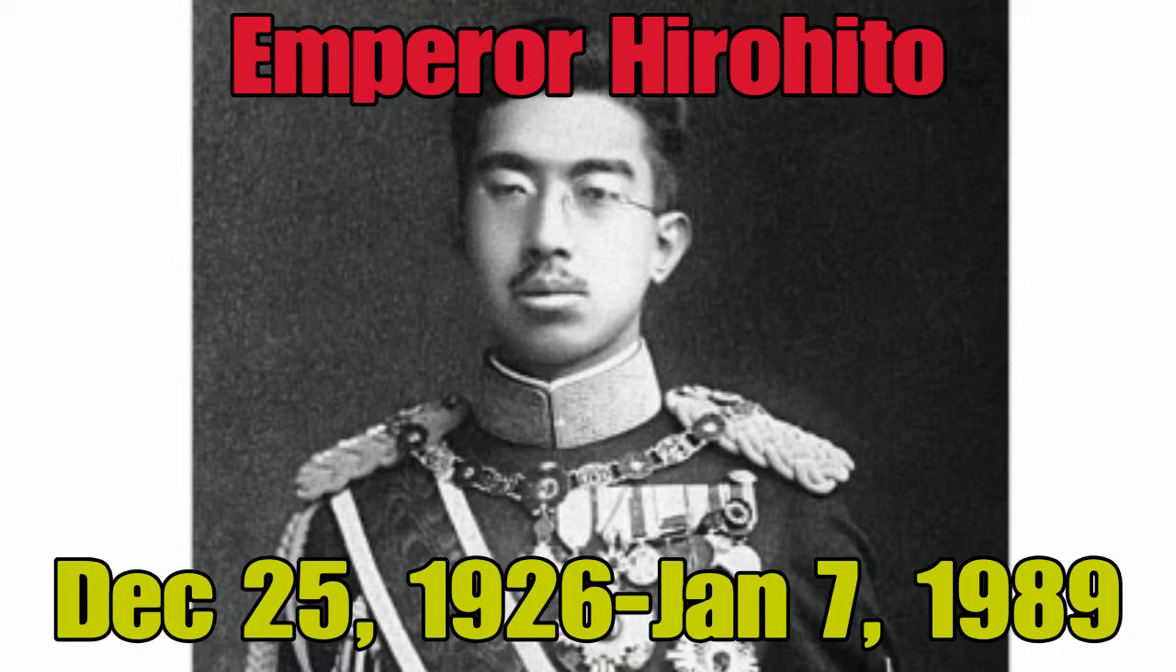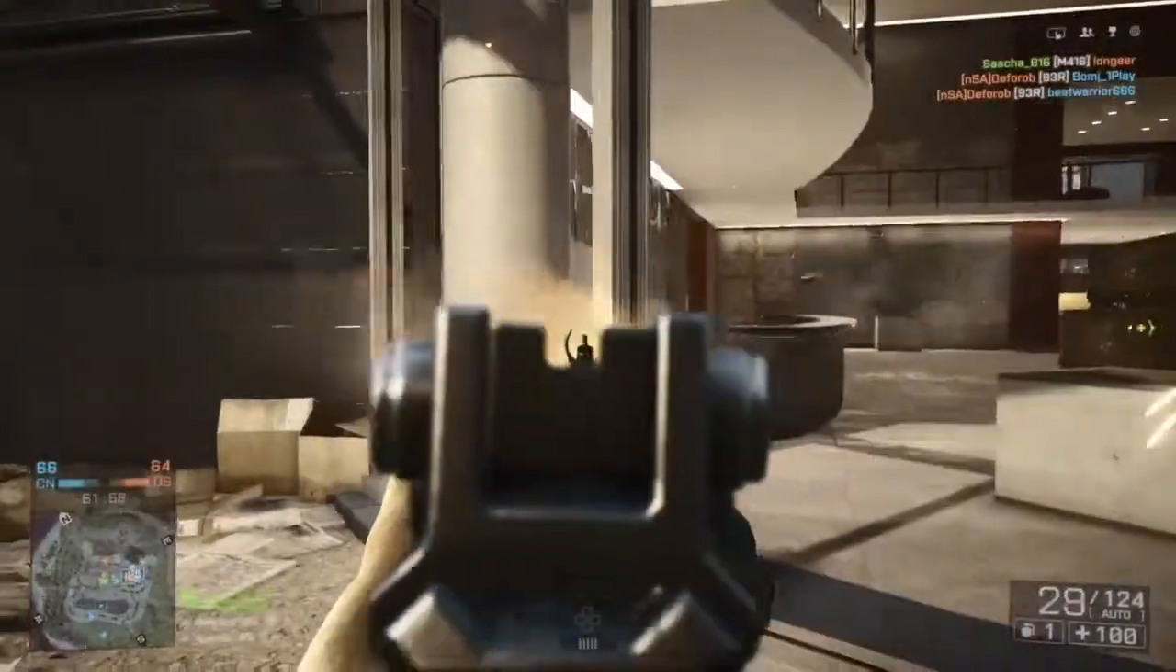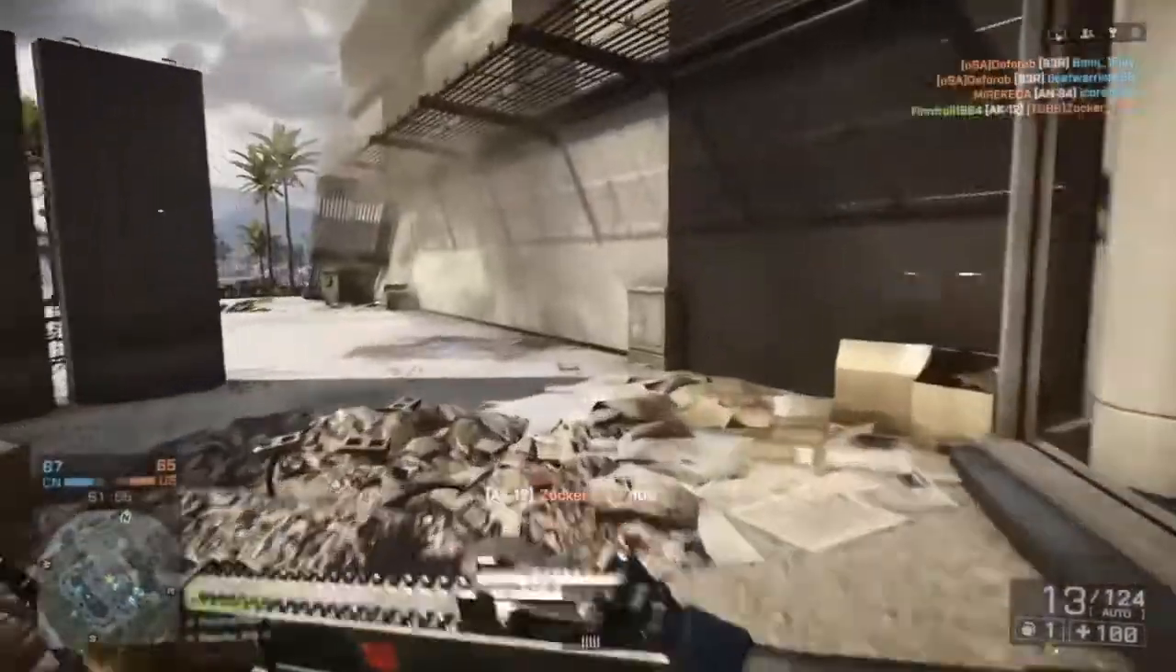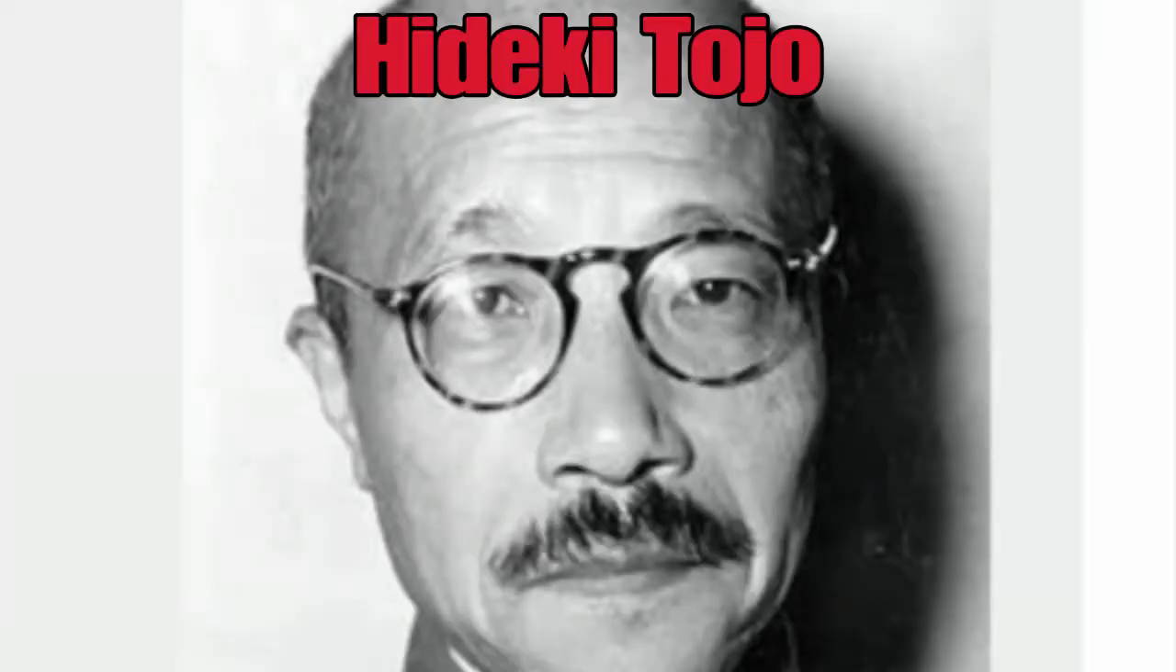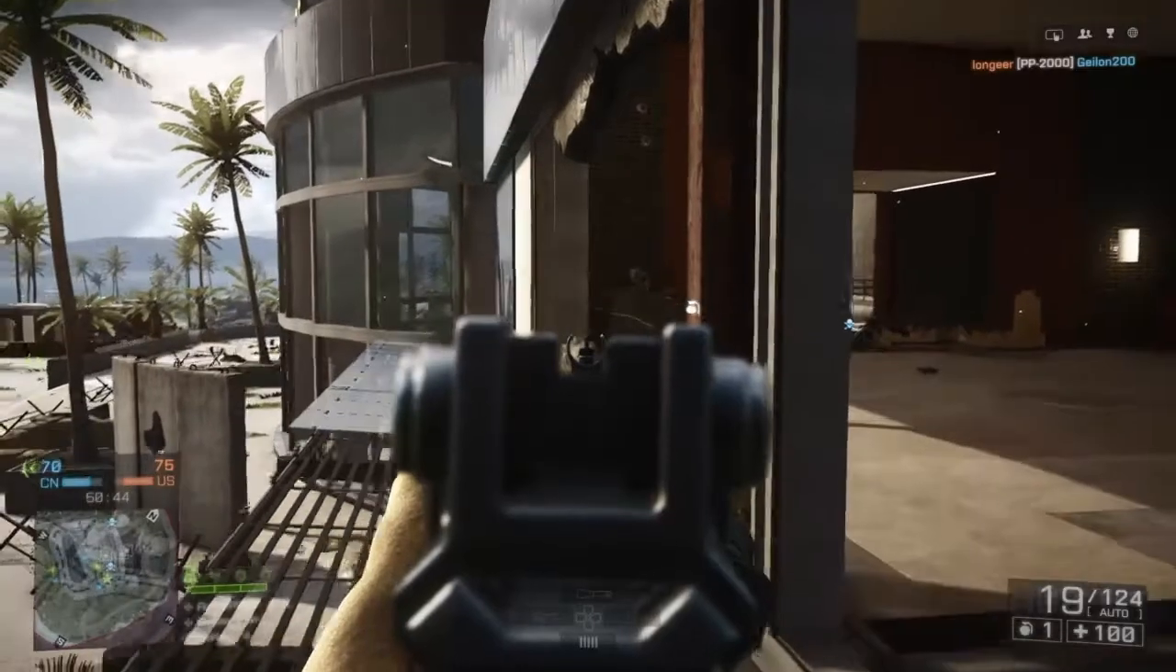On December 25, 1926, Hirohito became the new emperor of Japan, but he lived a distant life away from the public. He was present for all important meetings with his ministers, but not all orders requested the emperor's approval, leading people like Hideki Tojo into ultimate power.